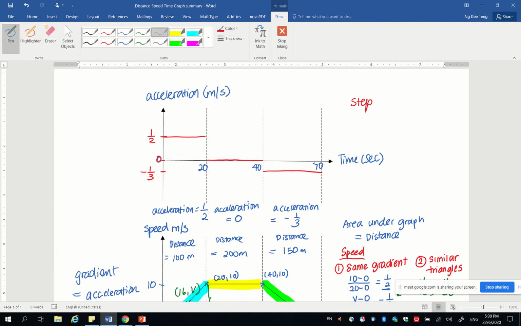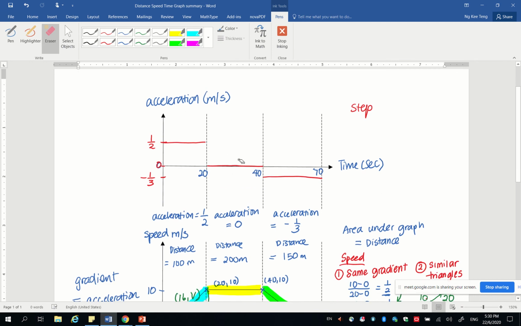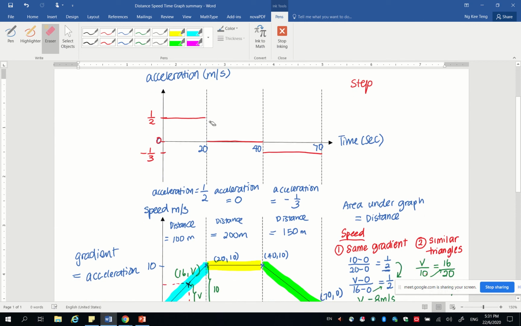Take a look at this portion over here. Do not connect them with a straight line. So this portion is supposed to be empty. They look like a flight of stairs. They are not connected. Why? Because we are changing the acceleration suddenly from one point to another point. So it's not joined together. So this is called the acceleration time graph.